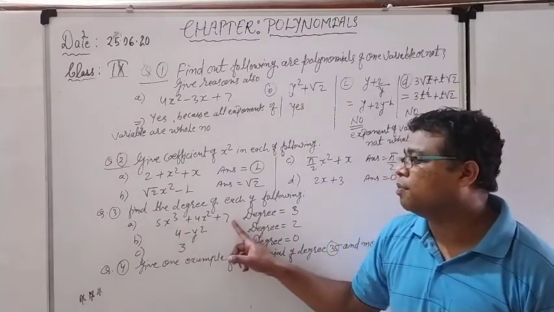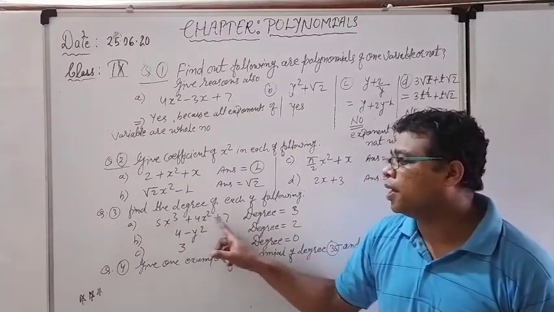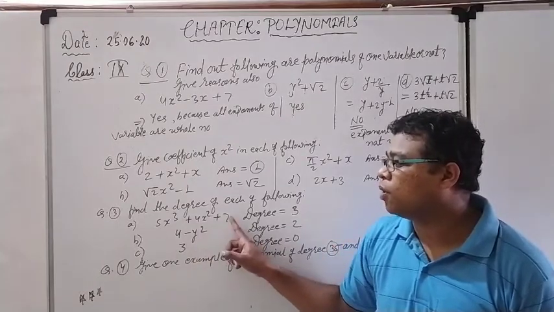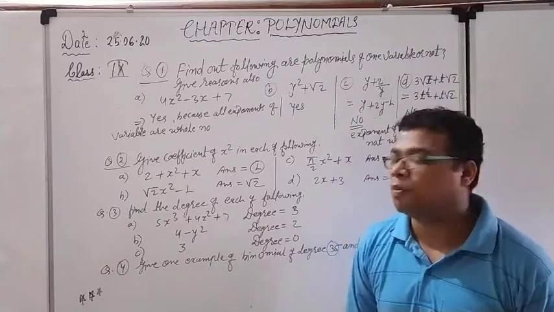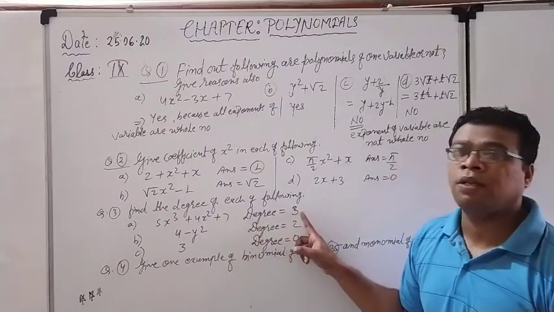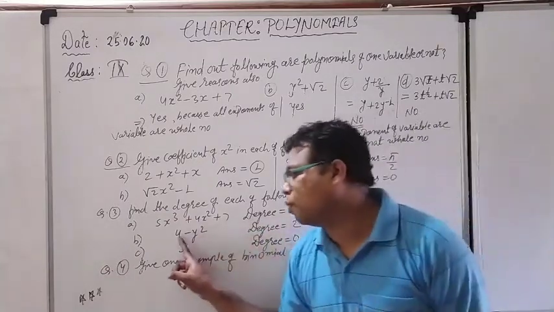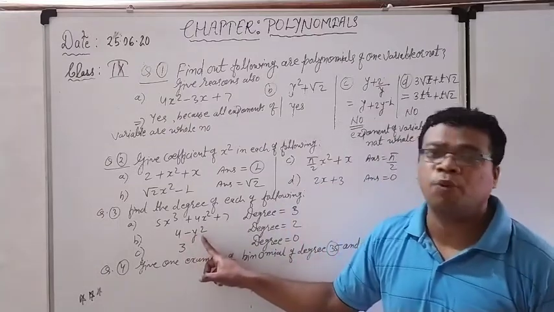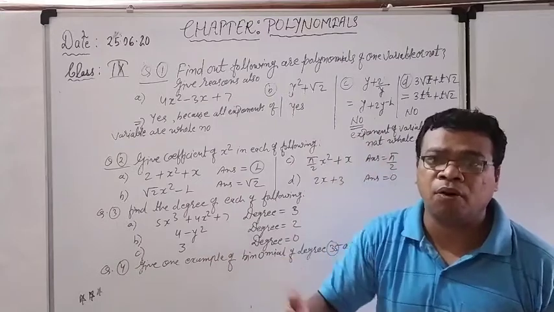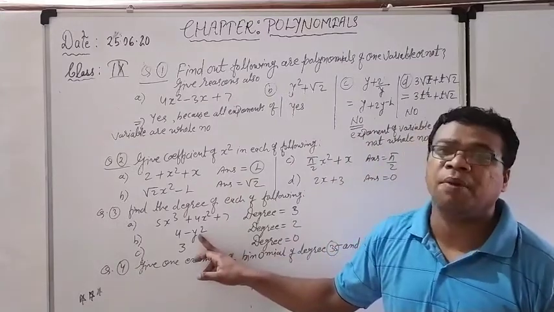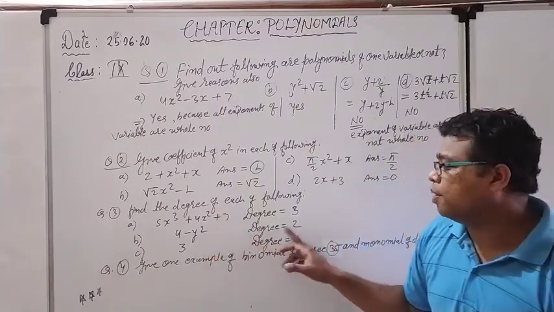See each and every term. There are actually 3 terms. By looking at all 3 terms, you may find what the maximum power of the variable is. That is 3, which is present in the first term. And according to that, degree will be 3. See the next question, 4 minus y square. There are 2 terms, no problem at all. But we only have to concentrate on the maximum power of the variable. Maximum power of the variable y here is 2, so degree will be 2.